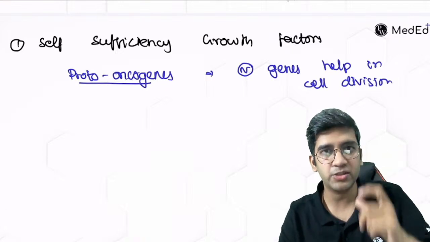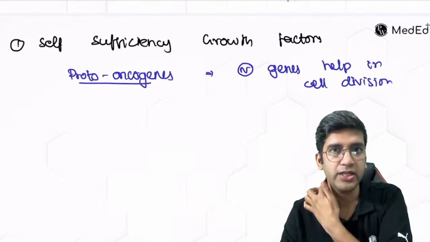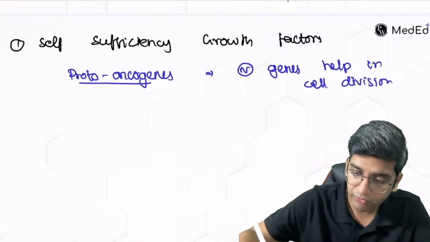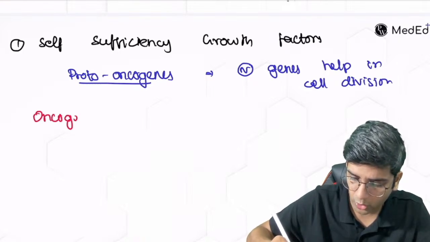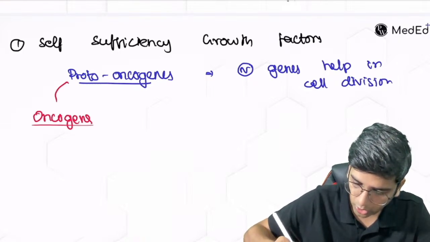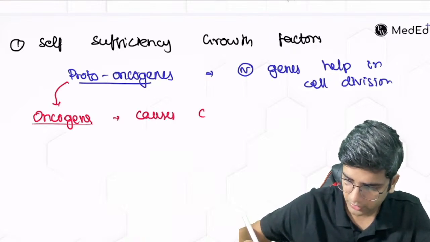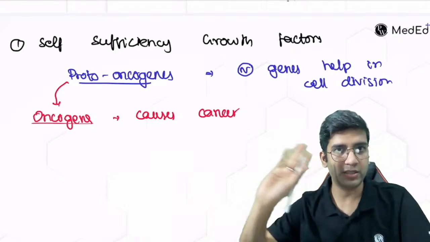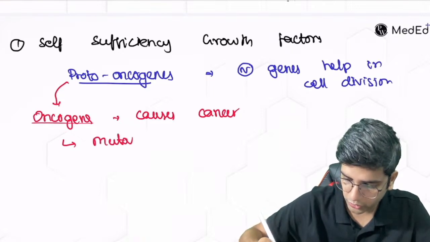Let's say we have a growth factor. We have a growth factor receptor. We have a nuclear transcription factor. All these are the normal genes, right? Which help in the cell division. We call them a proto-oncogene. This is normal. So what is problematic for me is when the proto-oncogene becomes an oncogene. Oncogene is nothing but which causes cancer. Proto-oncogene does not cause cancer. Proto-oncogene is completely normal. Oncogene is nothing but a mutated proto-oncogene.